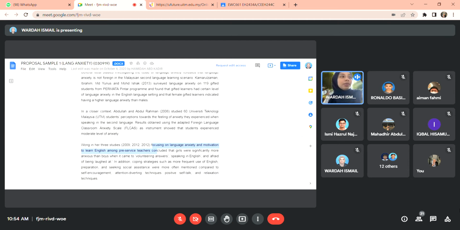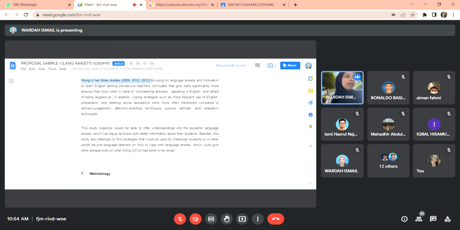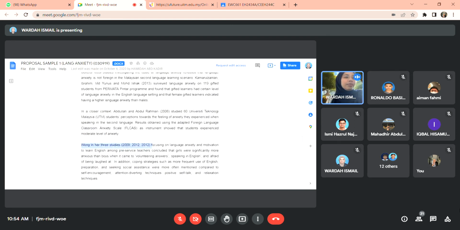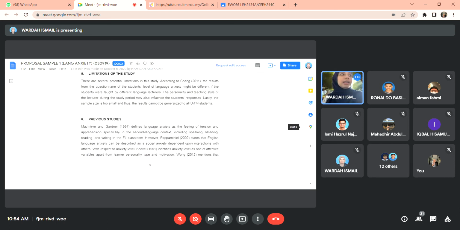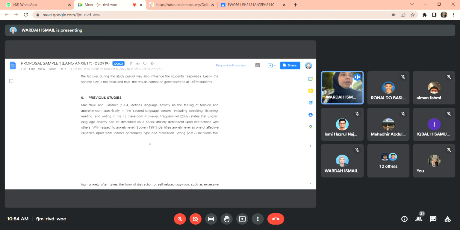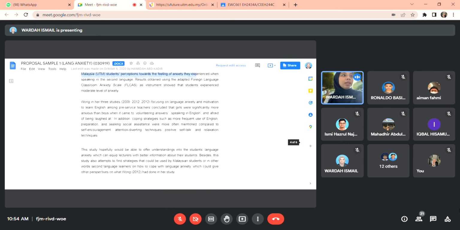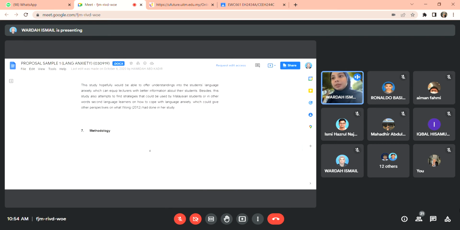Right, so that's how you write down all the 3 sources. Okay, for example, in a closer context, students' perception towards the feeling of anxiety. Okay, you boleh cari sesiapa sahaja yang buat research related to your study. Okay, so that's how you write your previous studies. Right, so previous studies tak panjang pun. Kalau macam ni around 1 page and lebih sikit seem like background tadi.